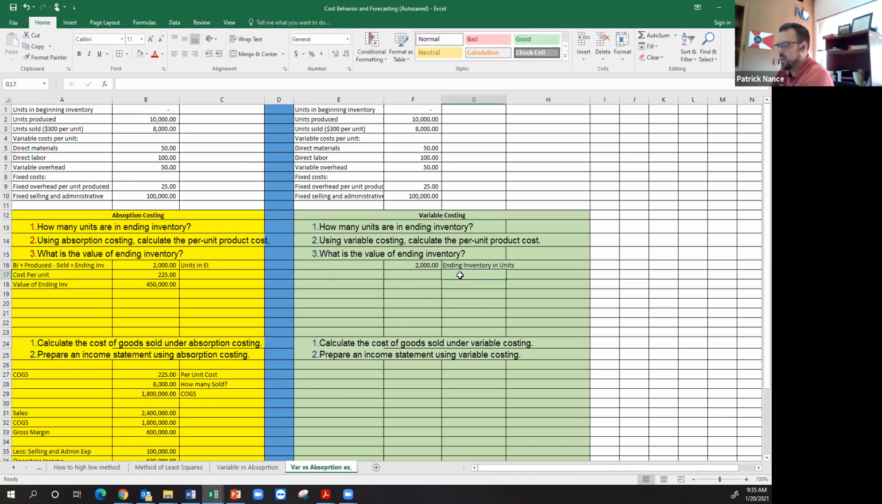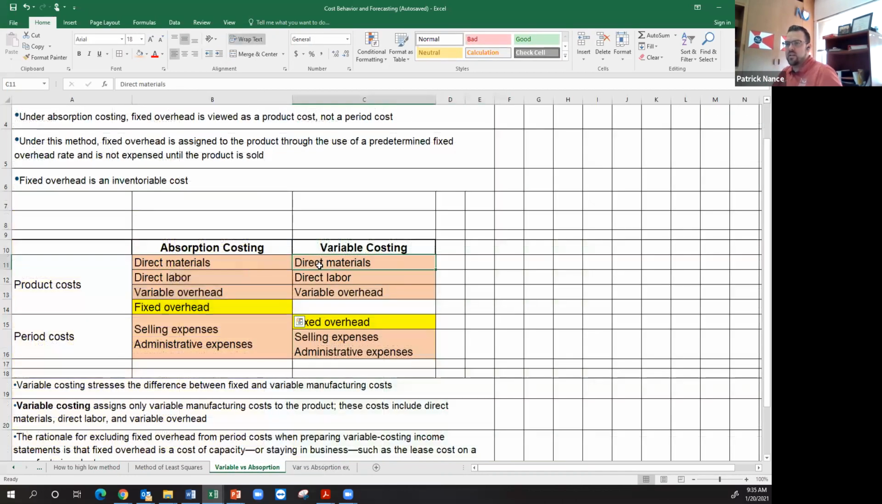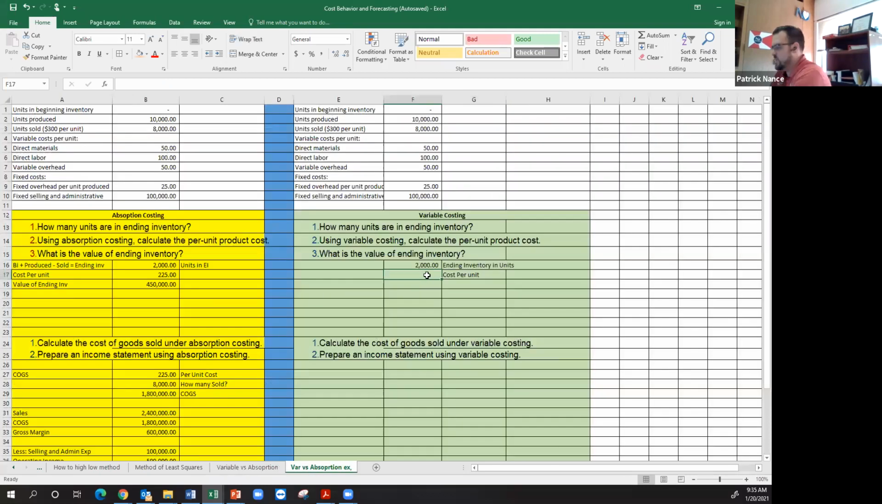Cost per unit, here's where we are going to have a difference. So remember, under variable costing, I don't have fixed overhead included in my product cost. I only have direct materials, direct labor, and variable overhead. So my cost per unit is only going to be direct materials, direct labor, and variable overhead. So it's going to be $200 per unit rather than the $225 that I had under absorption.